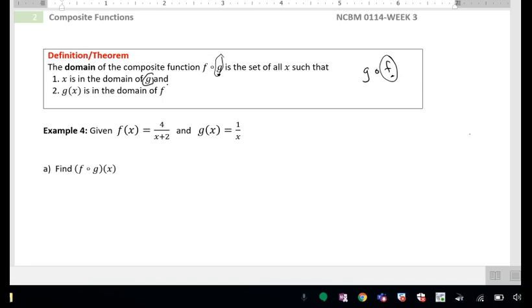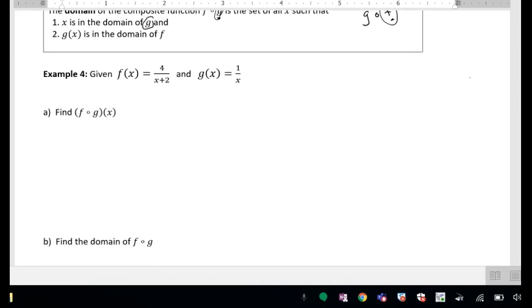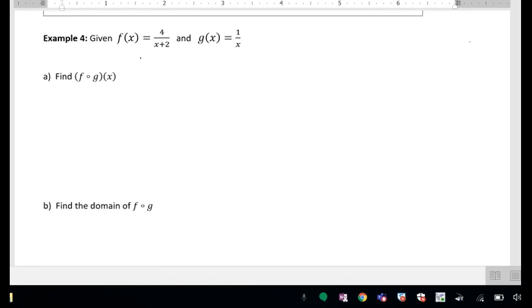So once you check that, then number two is to find the domain of your composition. Okay, so let me break that up into pieces here. So given f of x equals 4 divided by x plus 2 and g of x equals 1 divided by x, find f composed of g of x. So we can write this as f of g of x. And I'm going to write g of x, which is 1 over x. And then anywhere I see an x, I'm going to replace it with 1 over x in the function f.